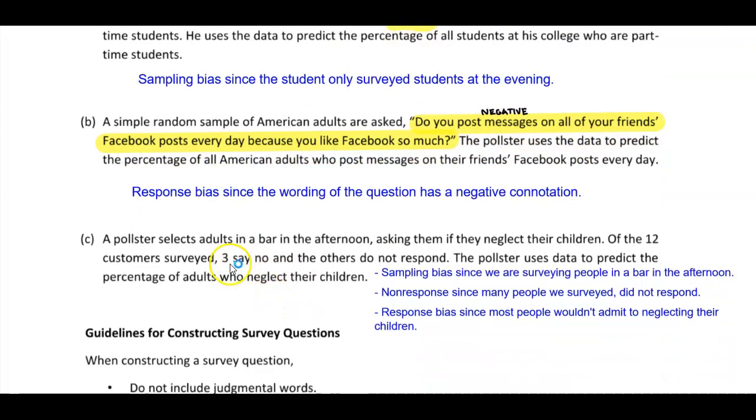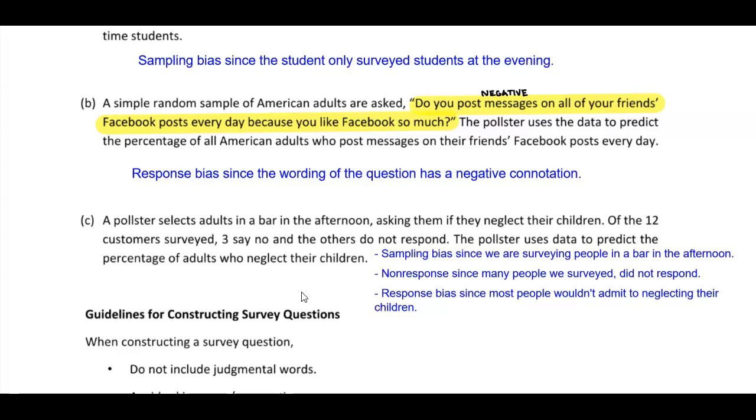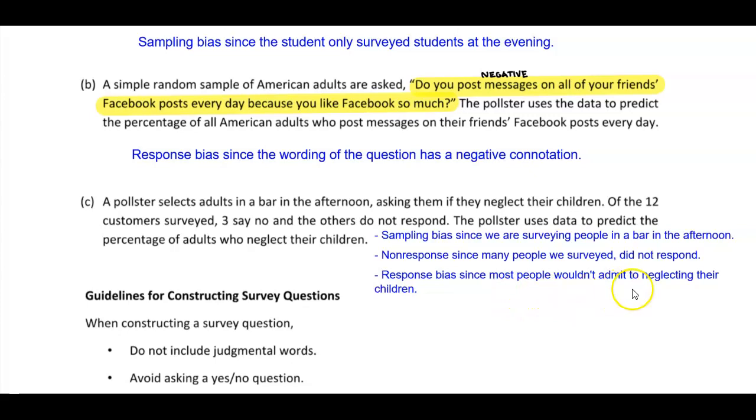Next, a pollster selects adults in a bar in the afternoon, asking them if they neglect their children. Of the 12 customers surveyed, 3 say no and the others do not respond. The pollster uses the data to predict the percentage of adults who neglect their children. It's a sampling bias since we are surveying people in a bar in the afternoon. It's a non-response bias since many people we surveyed did not respond. And it's a response bias since most people wouldn't admit to neglecting their children.